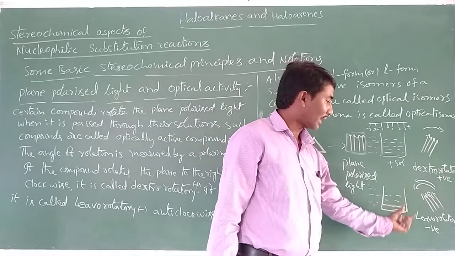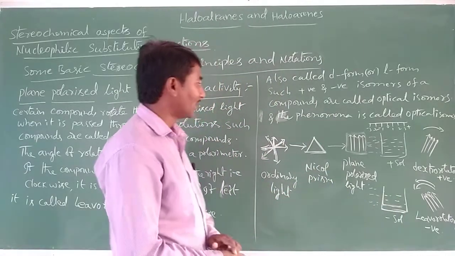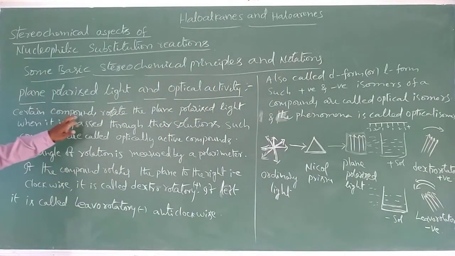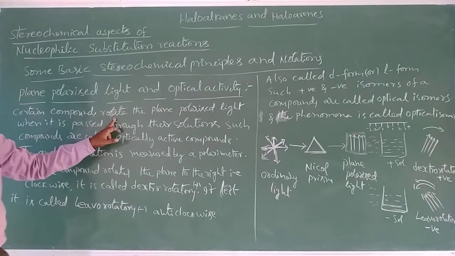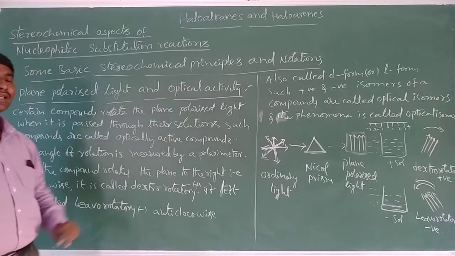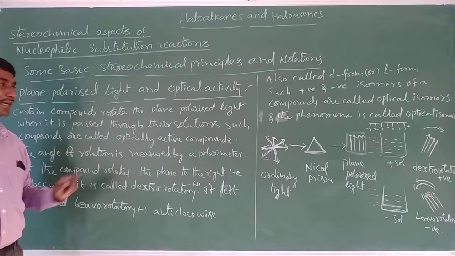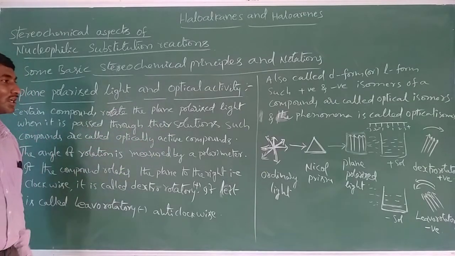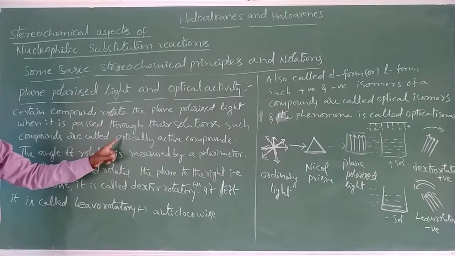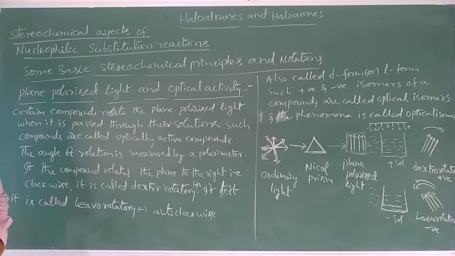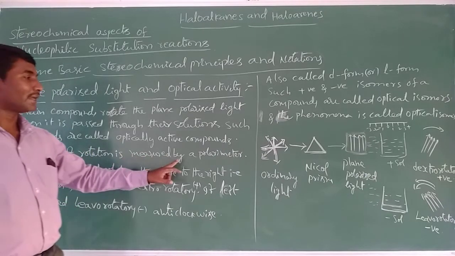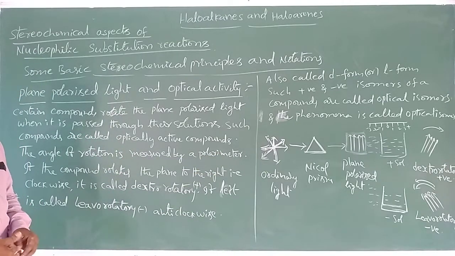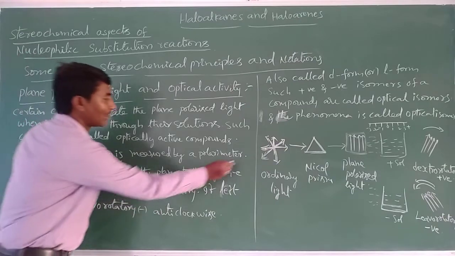Dextro means right, levo means left. Certain compounds rotate the plane polarized light when it is passed through their solutions. Such compounds are called optically active compounds. The angle of rotation is measured by a polarimeter. What is the polarimeter?